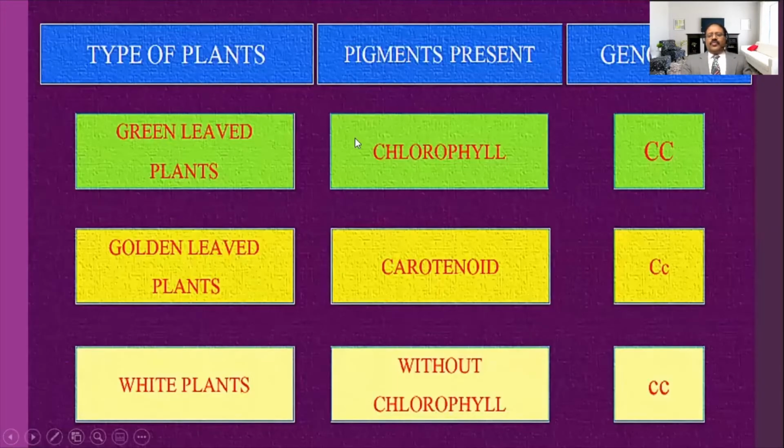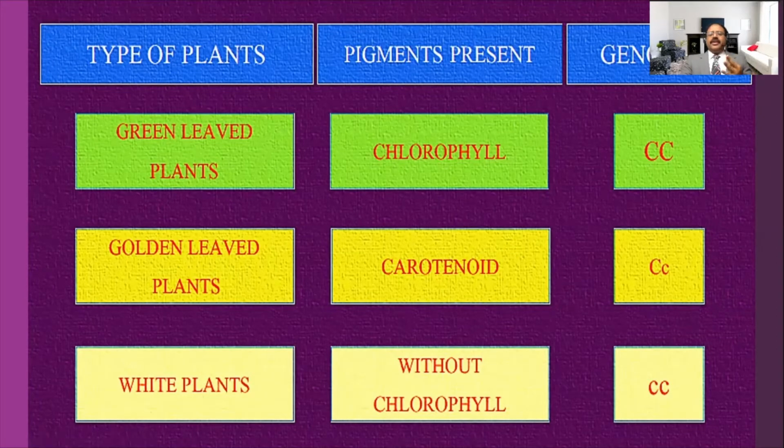So the snapdragon plant produces three different types of plants. One is the green leaf plant, another is the golden leaf plant, and the final one is the white plant. You understand, Maria? So the snapdragon plant produces three kinds of plants: green leaves, golden leaves, and an entire plant that is white in color.